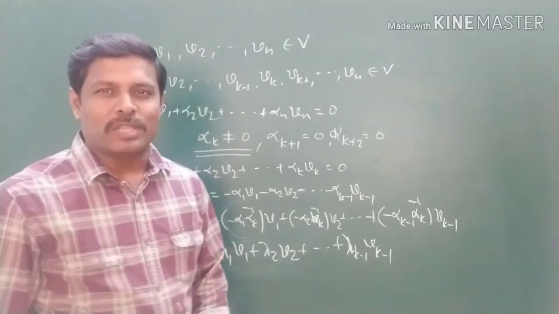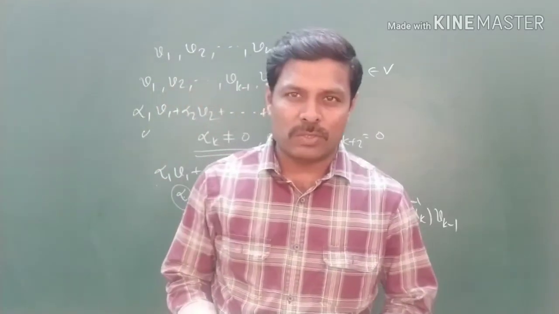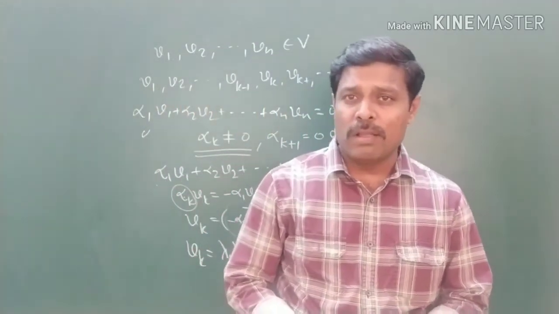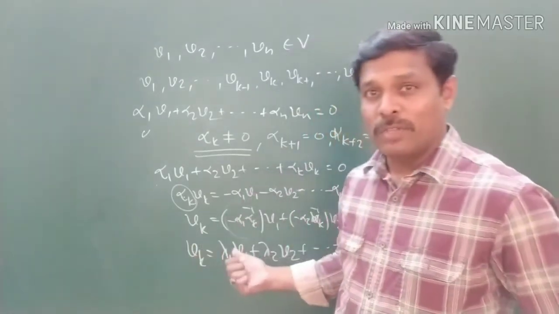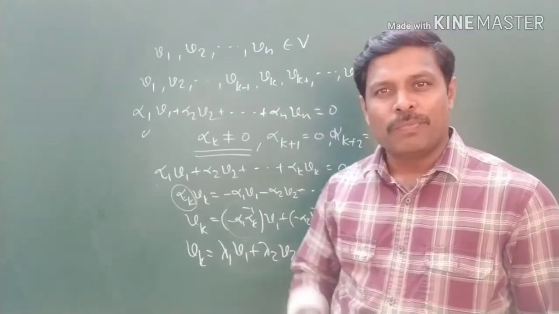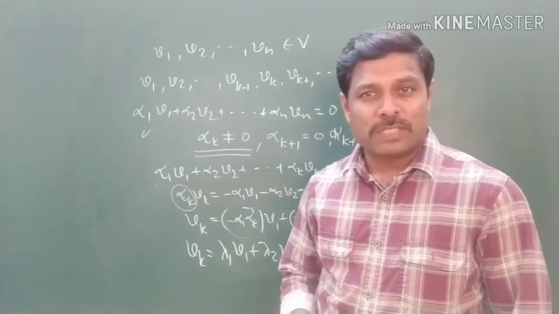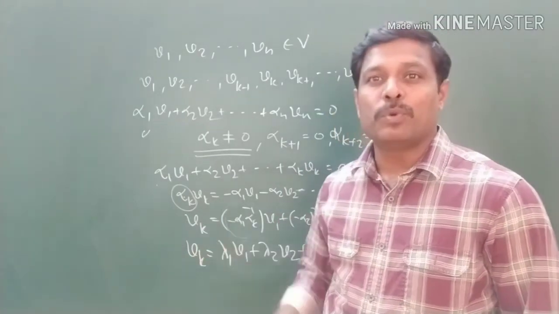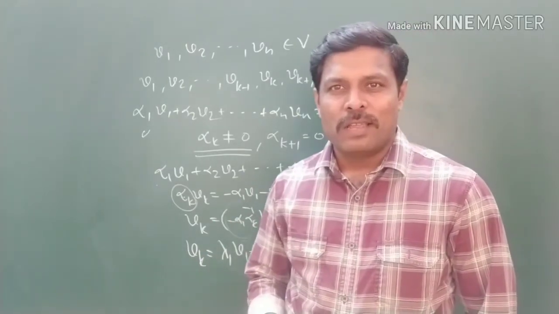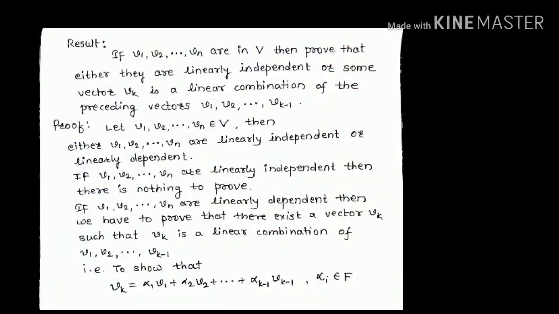And that's why we have proved that when n vectors are given to us from the vector space V, then either they are linearly independent, or one of the vectors vk among v1, v2, up to vn can be expressed as a linear combination of its preceding terms. Now, a detailed proof of this result you may write after this session.